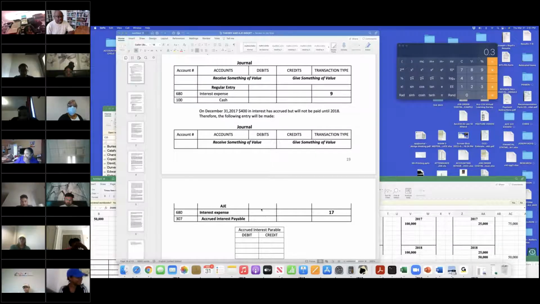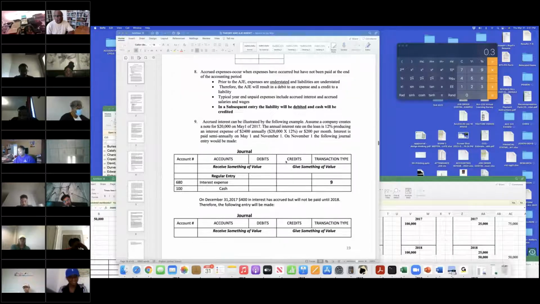So let's go back and look at this situation. Assume a company creates a note for 20,000 on May 1st of 2017. The annual interest rate on the loan is 12%, producing an interest expense of 2,400 annually or 200 per month. And the interest is paid semi-annually on May 1st and November 1st. When we first got the loan, we would have debited cash and credited notes payable for 20,000. That's a type 5. So we get the cash and we credit the note.